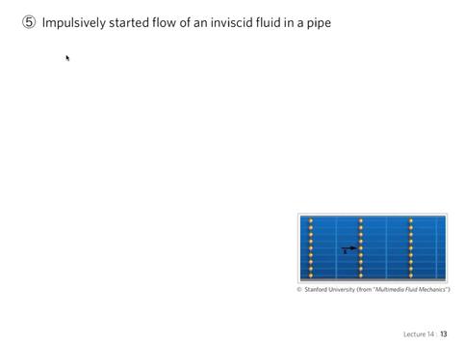The next case is impulsively started flow of an inviscid fluid in a pipe. We saw the first case. The first case of impulsively started flow was on just a flat plate open to the atmosphere. This is in a pipe. So we will neglect the hydrostatic terms just for simplicity. They're small.